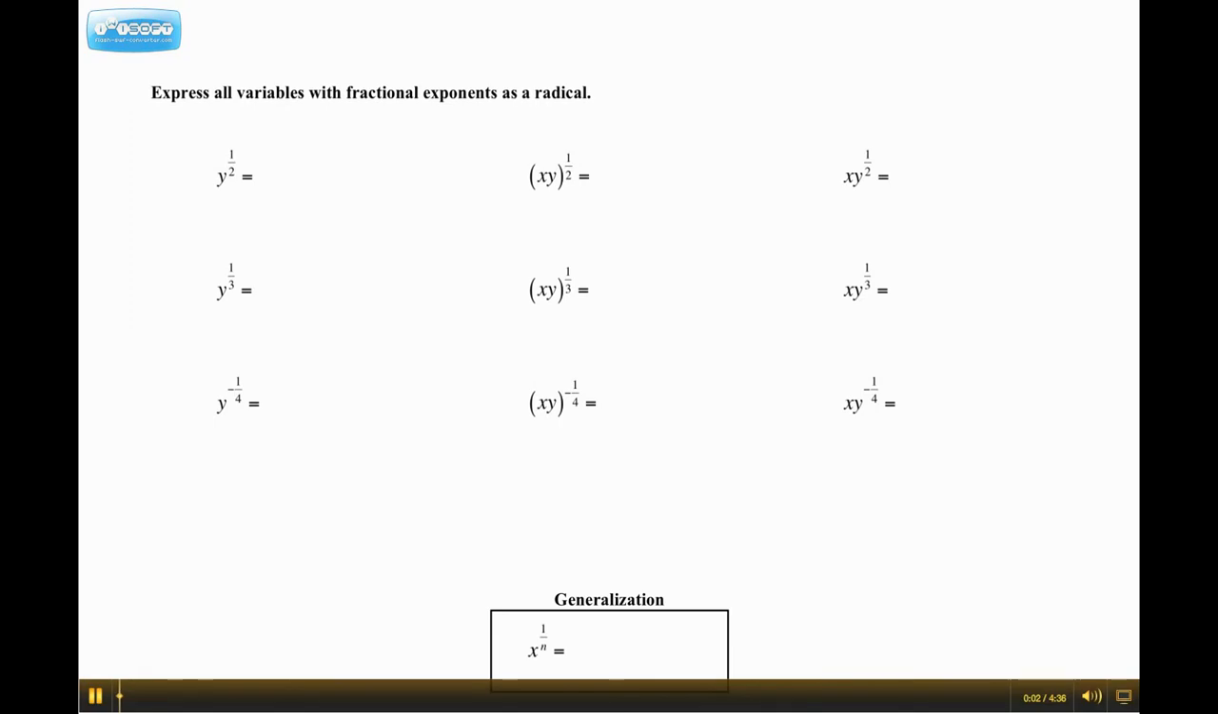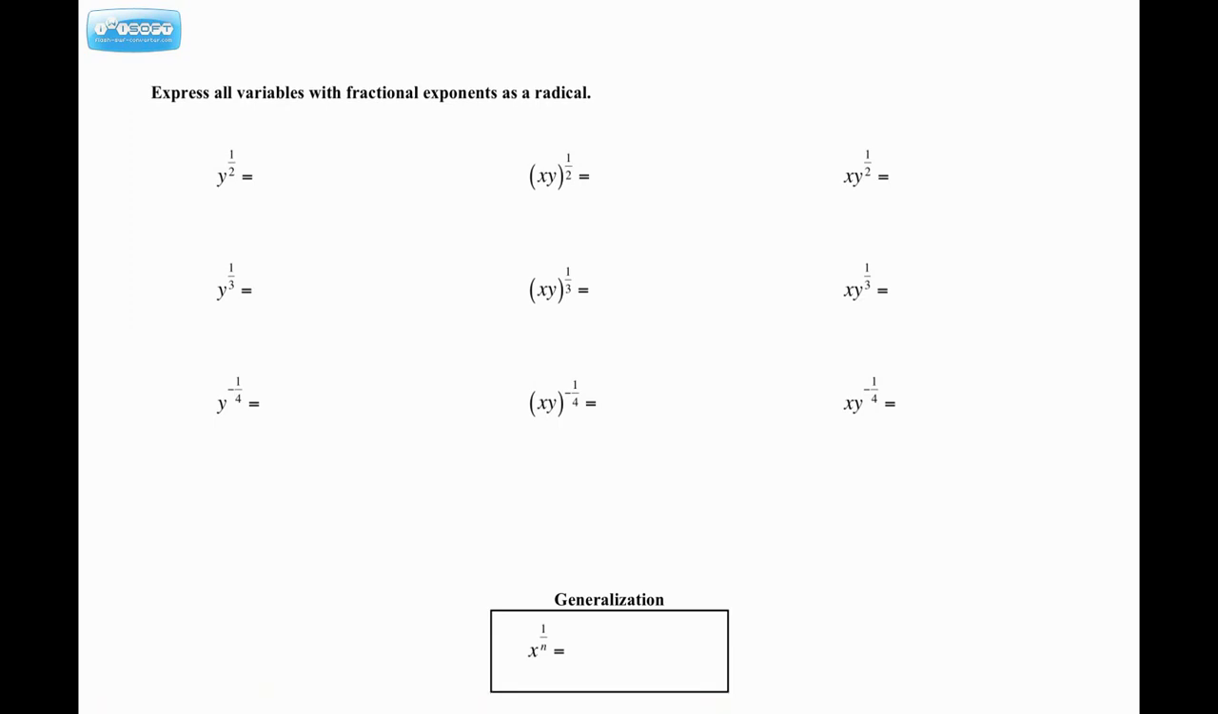Next, we want to express all variables with fractional exponents as a radical. Okay, so I have y to the power of 1/2. Okay, well, that's the same as saying the square root of y. Okay, so this is a power. This is now in radical form. Y itself is the radicand.